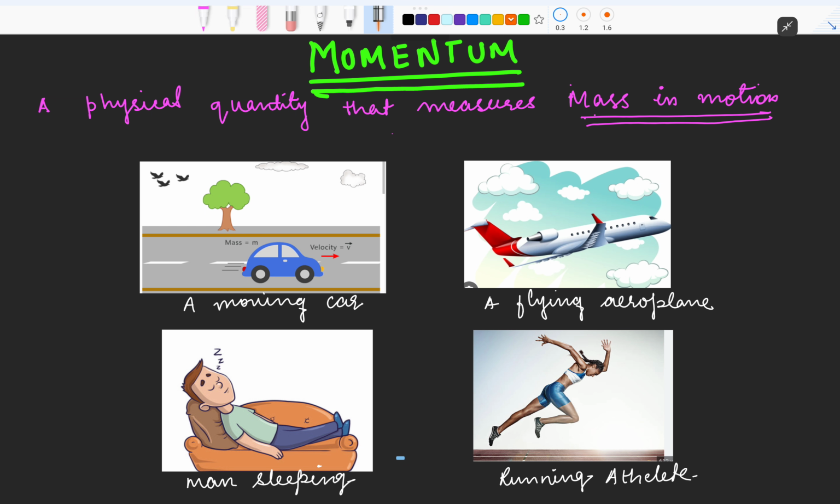Let's look at a few examples. Now, a moving car. A moving car, of course, has mass and it's moving with a particular velocity. So this is going to have some momentum. Again, a flying aeroplane which has some mass and it's moving with certain velocity will again have momentum. Look at this athlete, she's running. Okay, again this athlete has some mass and she's running with a particular velocity. So she will also have some momentum.